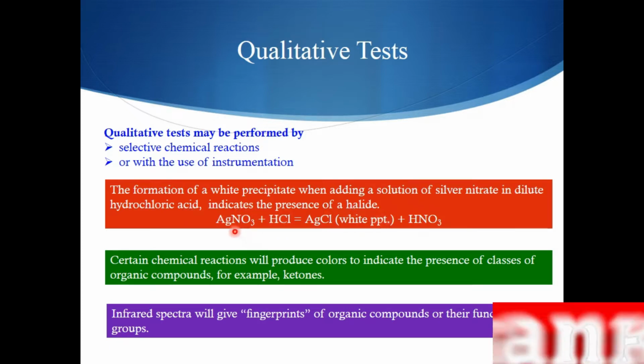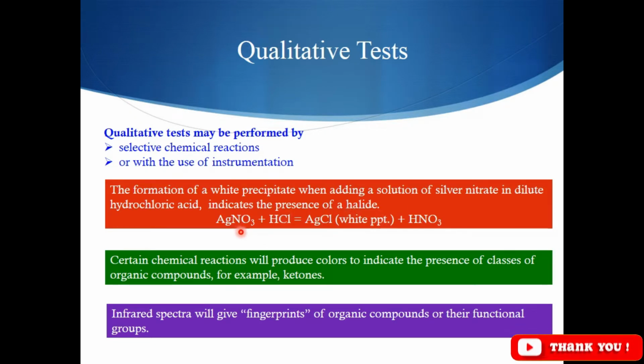So what will we do? We have a solution of silver nitrate, and to it if we add HCl, then there is the formation of silver chloride at once, and nitric acid will be formed. So this is a selective chemical reaction in which we can judge the presence of silver in the sample by the formation of this silver chloride white precipitate. So this is an example of a selective chemical reaction which can be used as a qualitative test for the presence of silver ions in the sample.